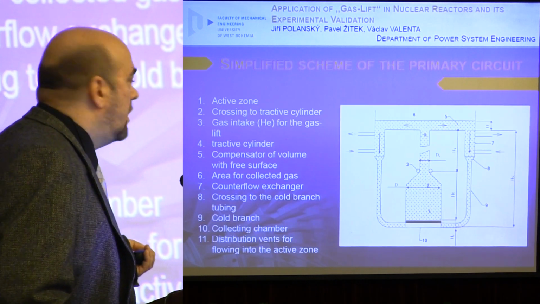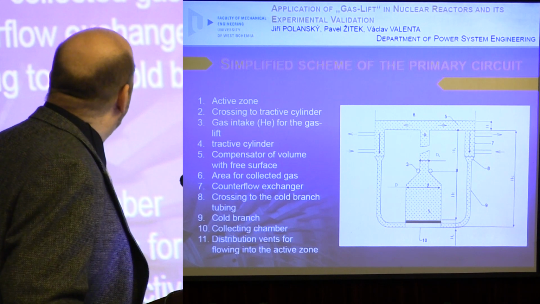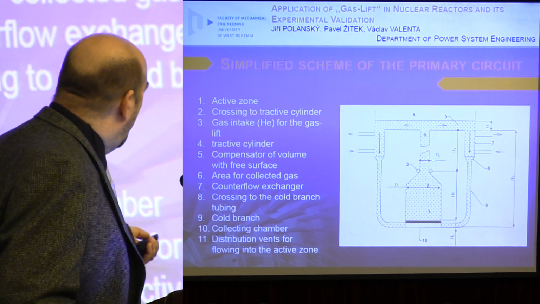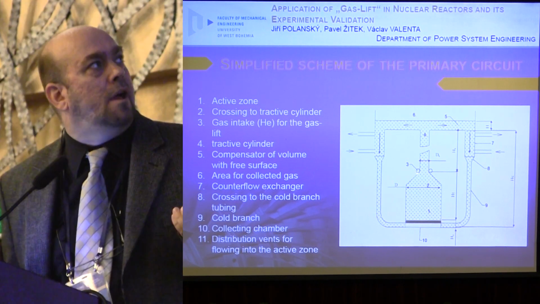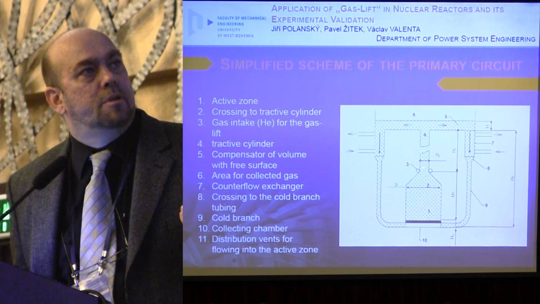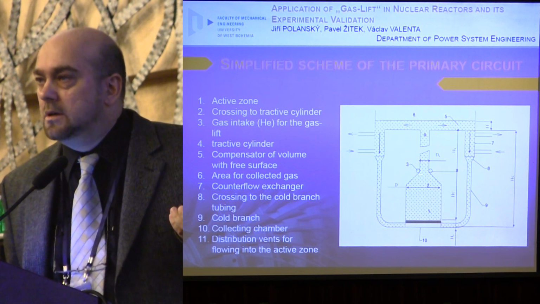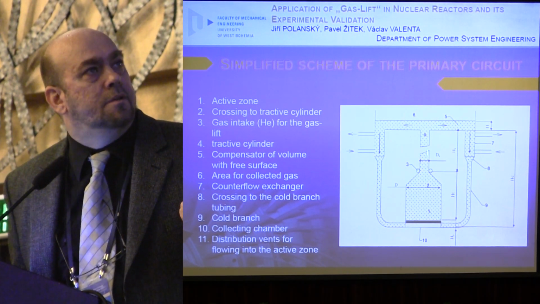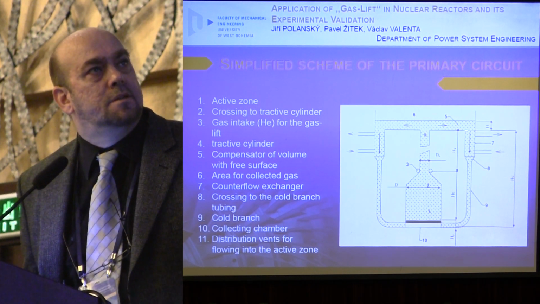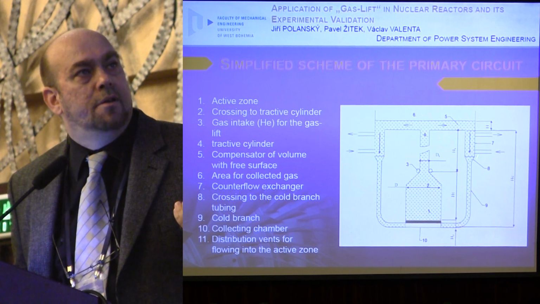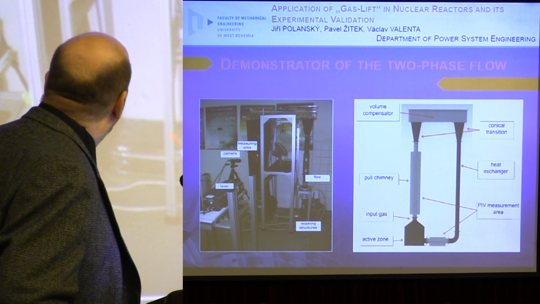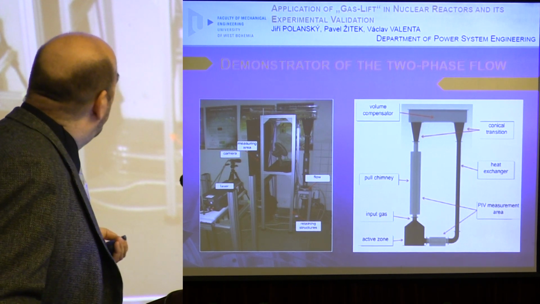Our model corresponds with this very simplified scheme of the primary circuit, which consists of the active zone. After the crossing through the cylinder, there is the gas input, the cylinder, then the volume compensator with the free surface, the heat exchanger, and the cold leg. This is the scheme and picture of our demonstrator, what we call the demonstrator of two-phase flow.